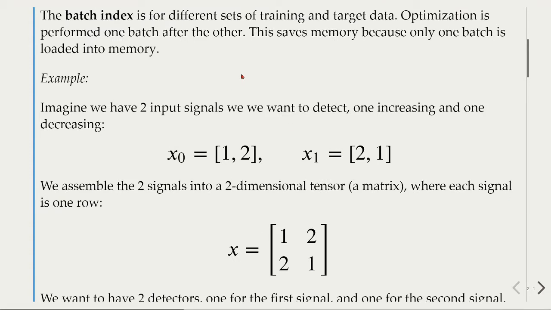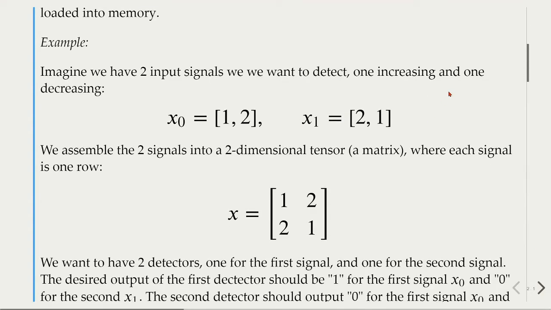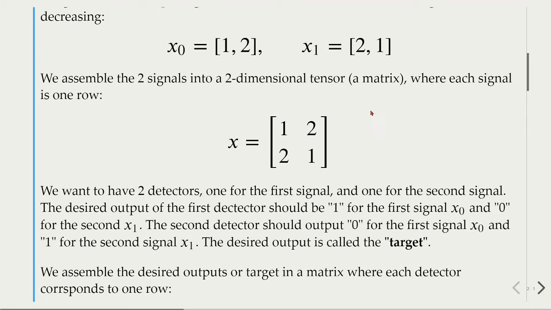In our example, let's imagine that we have two input signals that we want to detect, one increasing and one decreasing. So we have here x0 given by 1 and 2, and x1 given by 2 and 1. We will assemble these two signals into a two-dimensional tensor, some matrix, where each signal is one row. So now we have this matrix called X, and here we have x0, 1 and 2. Here we have x1, 2 and 1.